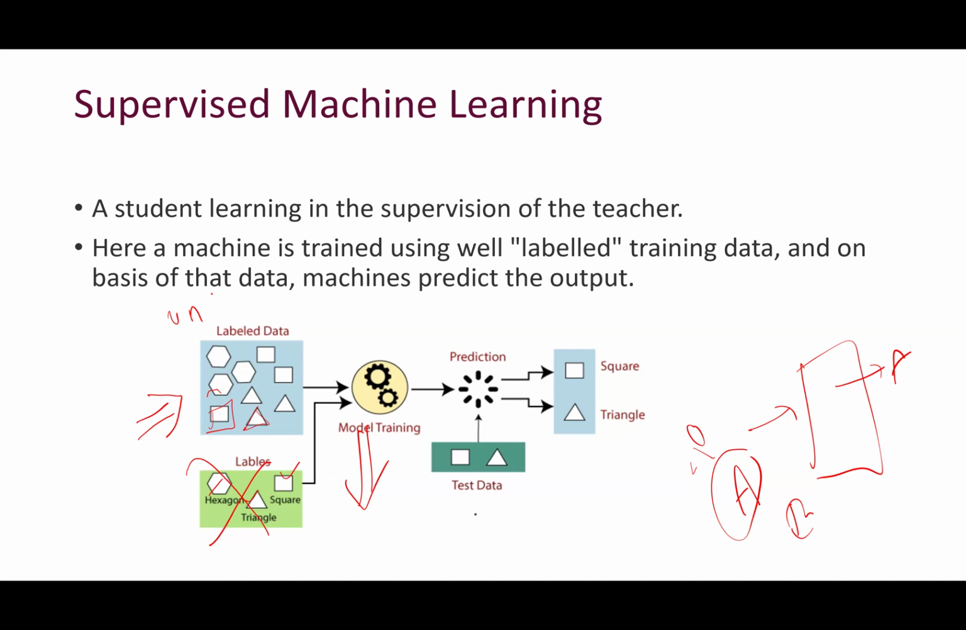Now once we train the machine learning model, what happens? It will start giving predictions on the test data. Now we test the data: you give a triangle, it will give triangle. If you give square, it will give square. So this is nothing but supervised machine learning.